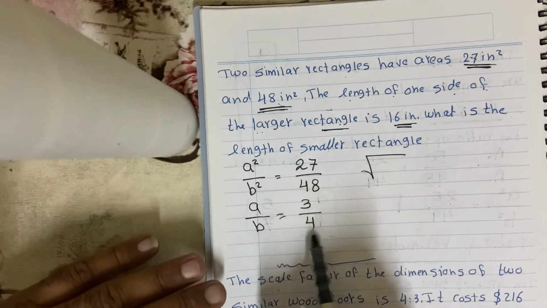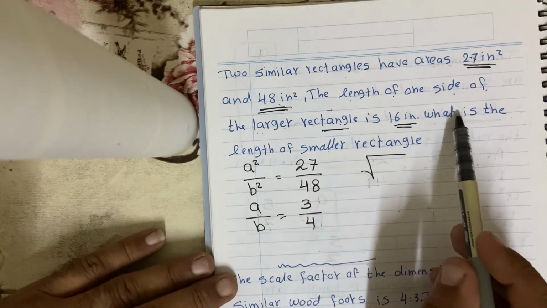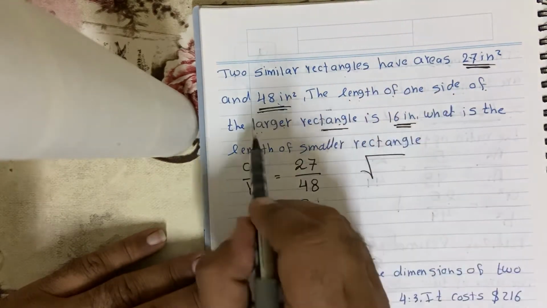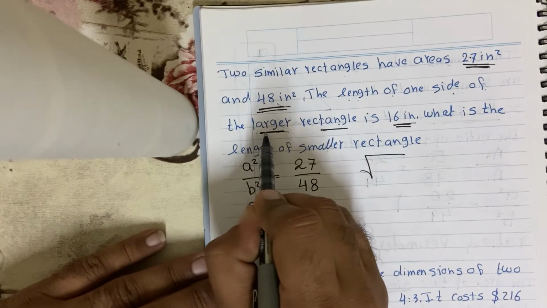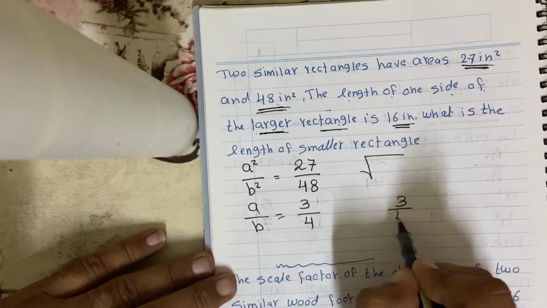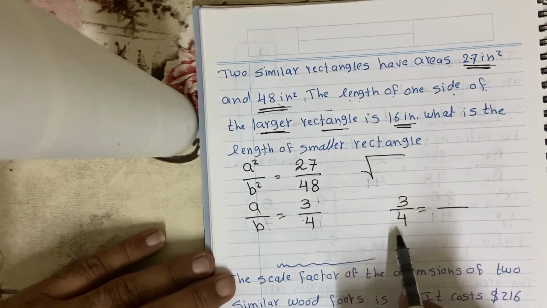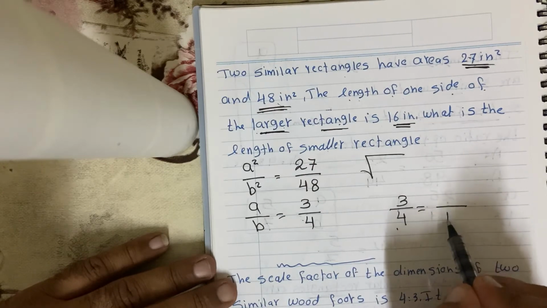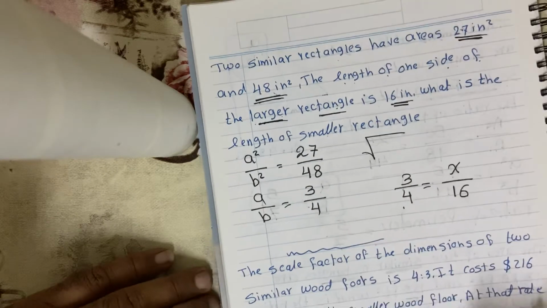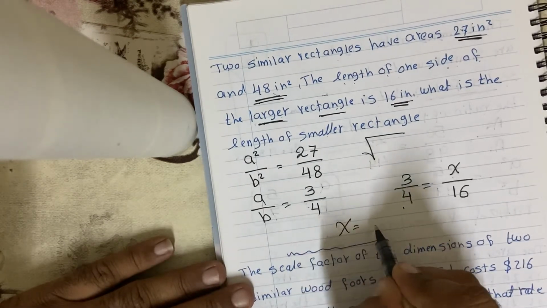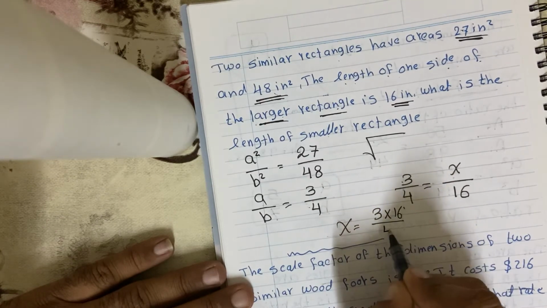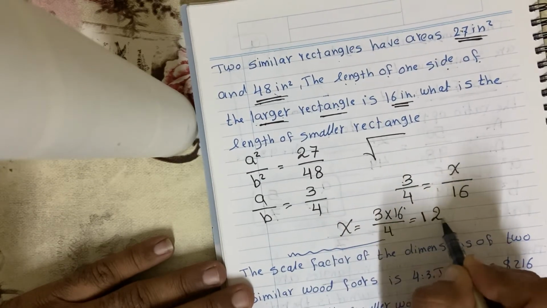You have to use this scale factor to find the other length. Here we have the length of one side of the larger rectangle. So 3 over 4 will equal x over 16, because the larger is 4, so you put 16 here, and you need to find the length of the smaller one. So x equals 3 times 16 over 4, which is 12 inches.